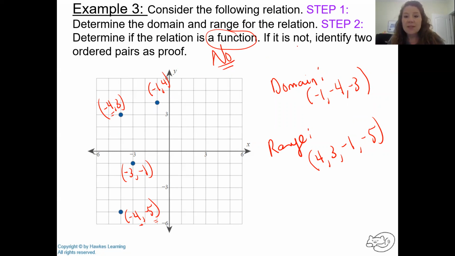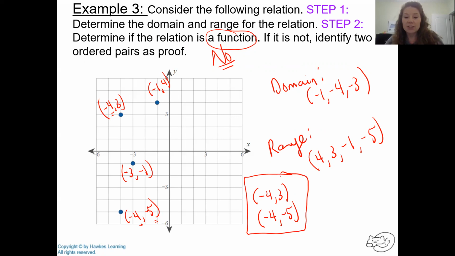And then it says, if it's not, identify two ordered pairs as proof. So to prove it's not a function, we're going to list -4 and 3. And the other one that makes it not a function is -4 and -5. So this is our proof of why this is not a function. And you're going to have to do all of that in HAWX. You have to list the domain, the range, and then you have to determine whether it's a function. And if it isn't, you have to list the reason why.